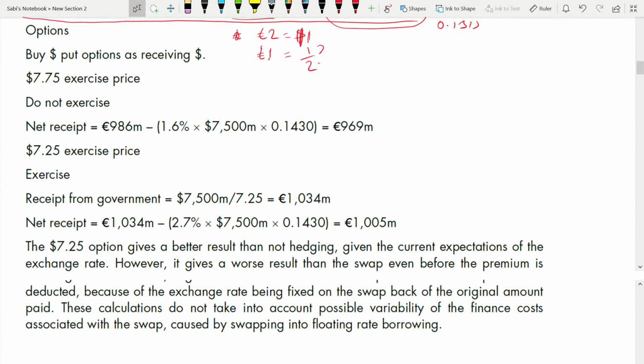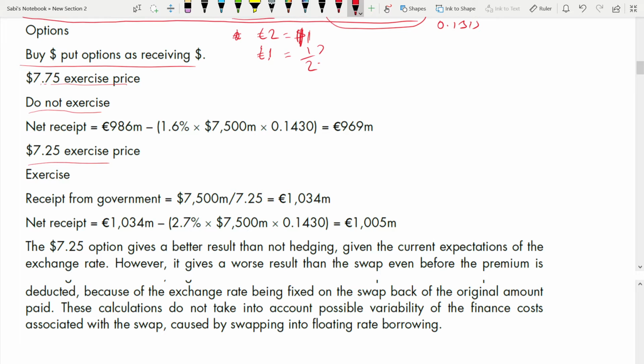So here, buy dollar put options as you are receiving dollar. State this line. At 7.75 exercise price, what you're doing, at 7.2 exercise price, what you're doing. Here they are saying do not exercise, right? Why do not exercise? First, do your calculation, then state do not exercise. Don't write do not exercise first, because how will you know whether you will exercise it or not, right? This is not practical to do, but it's okay, you are learning. But in the exam, first you have to do the calculation, then only you will understand whether you will exercise or not. Then you write do exercise or do not exercise.